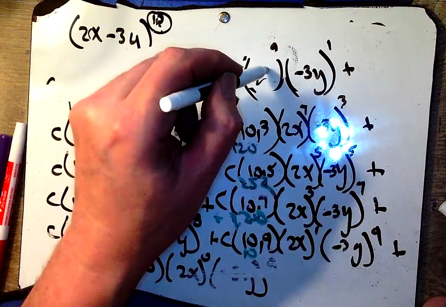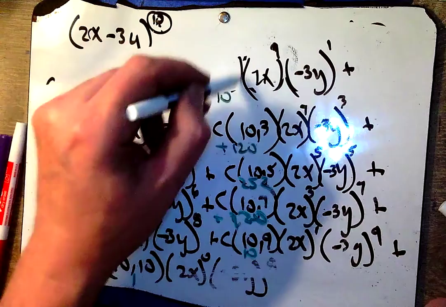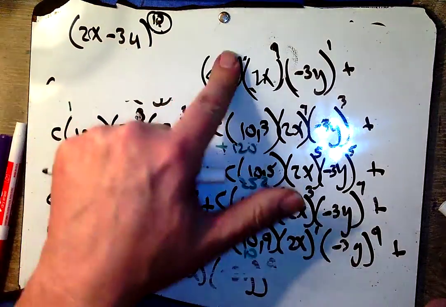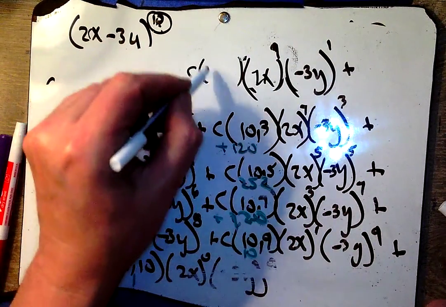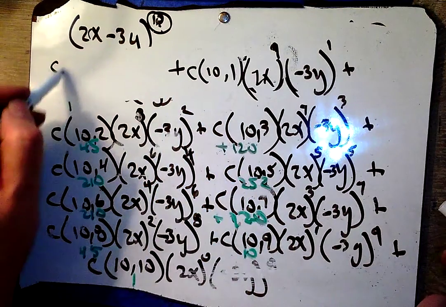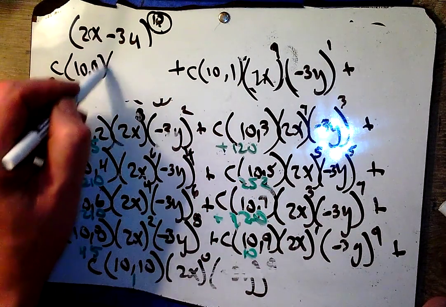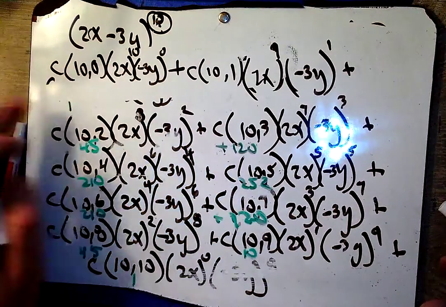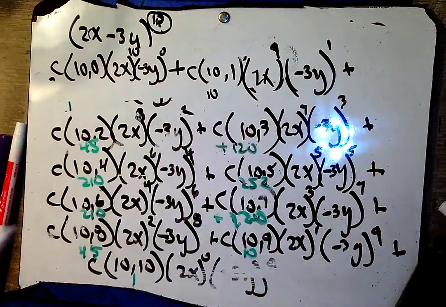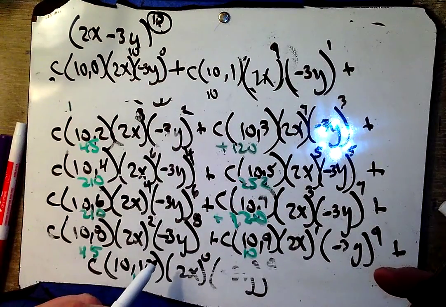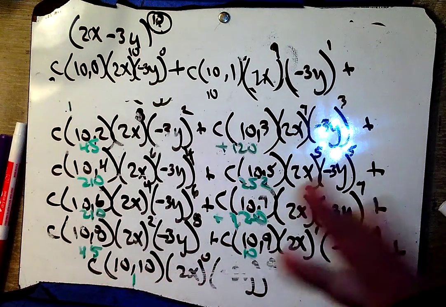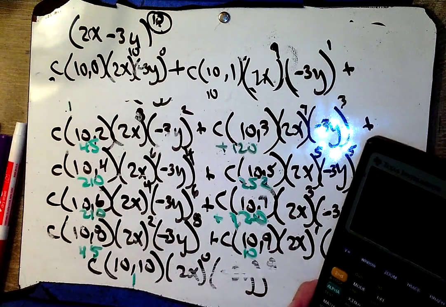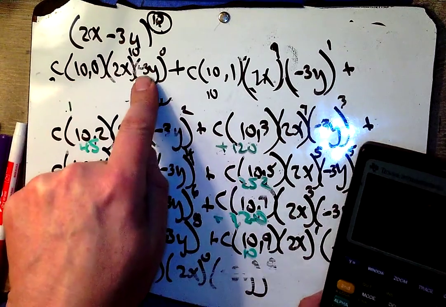expanded binomial. This would be 2x to the 9th, and this was a combination of 10 choose 1, and then we had a combination of 10 choose 0 times 2x to the 10th minus 3y to the 0. And this was 1, and this was 10. Okay, I don't have any space to write this down. Right, yes, and don't be surprised when you get some big coefficients, because 2 to the 10th times 1 times 1.